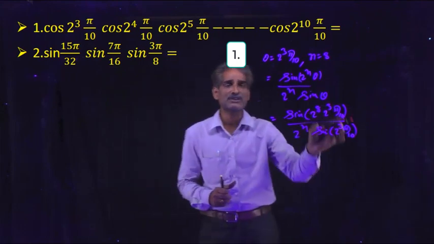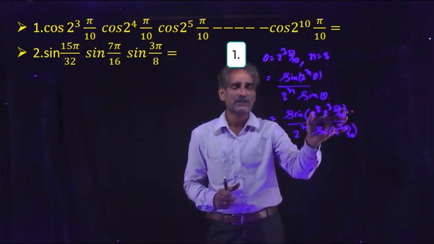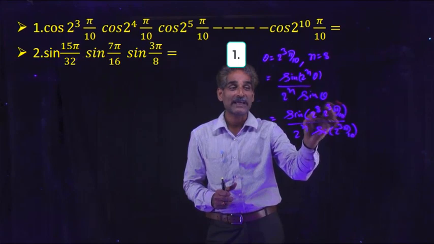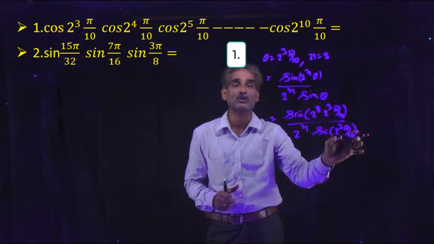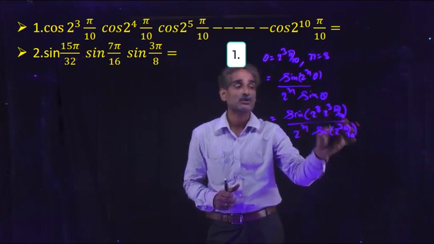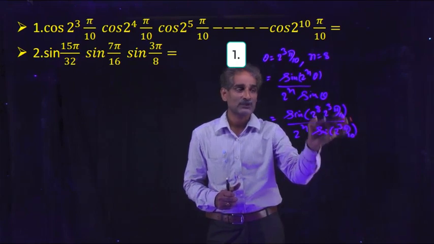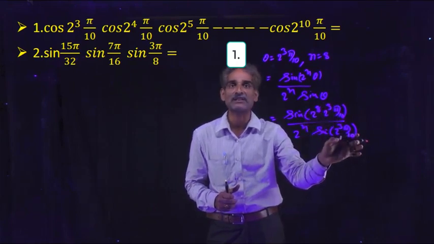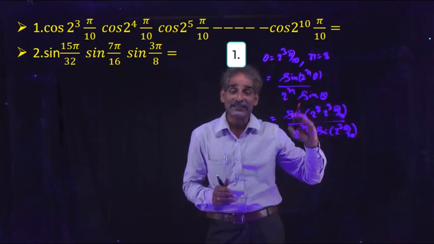Just verify these angles. Here we can write this as an integral multiple of 2 pi plus 2 cube into pi by 8. So these two terms are the same. Otherwise, if you take the addition of these two angles, that is equal to an integral multiple of pi.